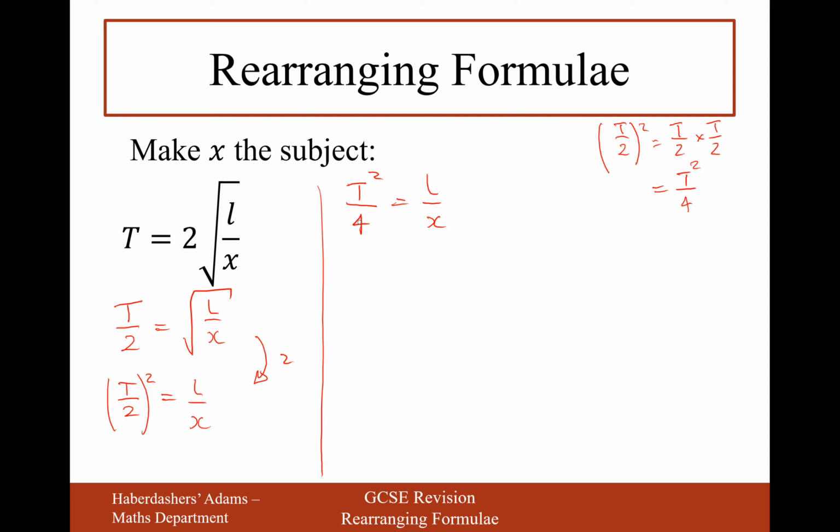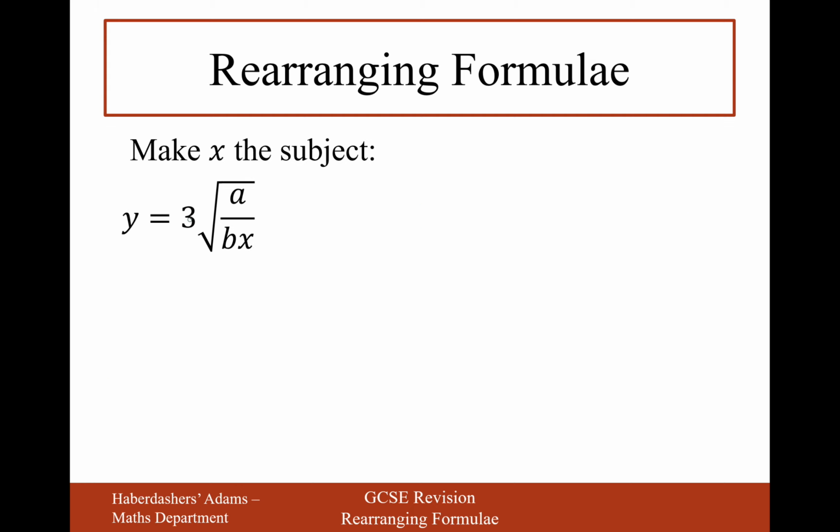Now we do the cross multiplying thing when we've got fractions on both sides. So it's going to be t squared x equals 4L. The final thing to do would be to divide by what's in front of the x, so divide by t squared: 4L divided by t squared. And there we are, that's the answer. The little extra bit of difficulty here was just knowing that you can expand a square when you're squaring a fraction.